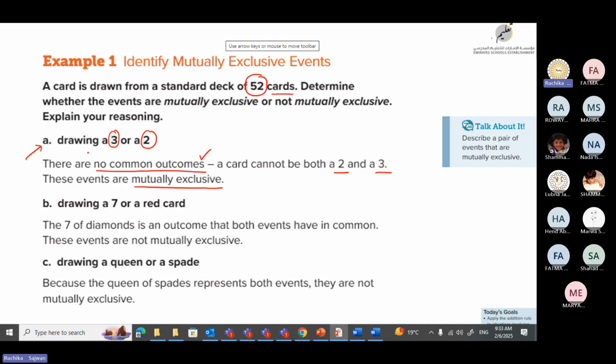So can I say not mutually exclusive would mean they have something in common? Yes, because they are exactly the opposite. So now Fatma Marwan will read for you B part and then followed by Shama Muhammad for C part. Let's start.